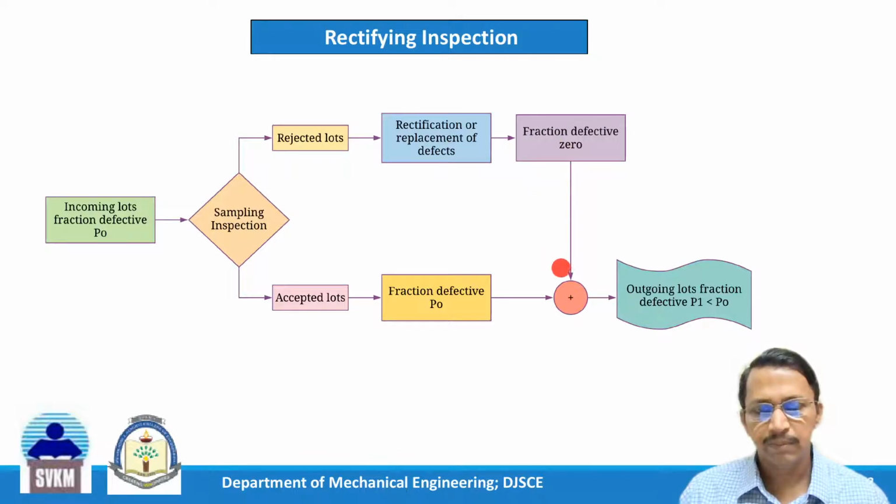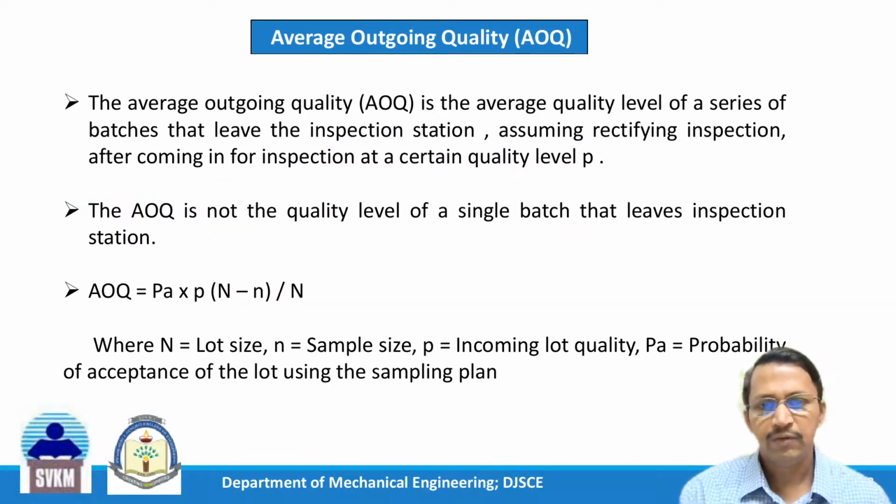So these products are coming with zero defectives, whereas on this side, the accepted products will have the fraction defective of P0. So clubbing these together, the overall fraction defective, which is the outgoing fraction defective denoted by P1, will be less than the incoming fraction defective. So in that case, rectification is beneficial.